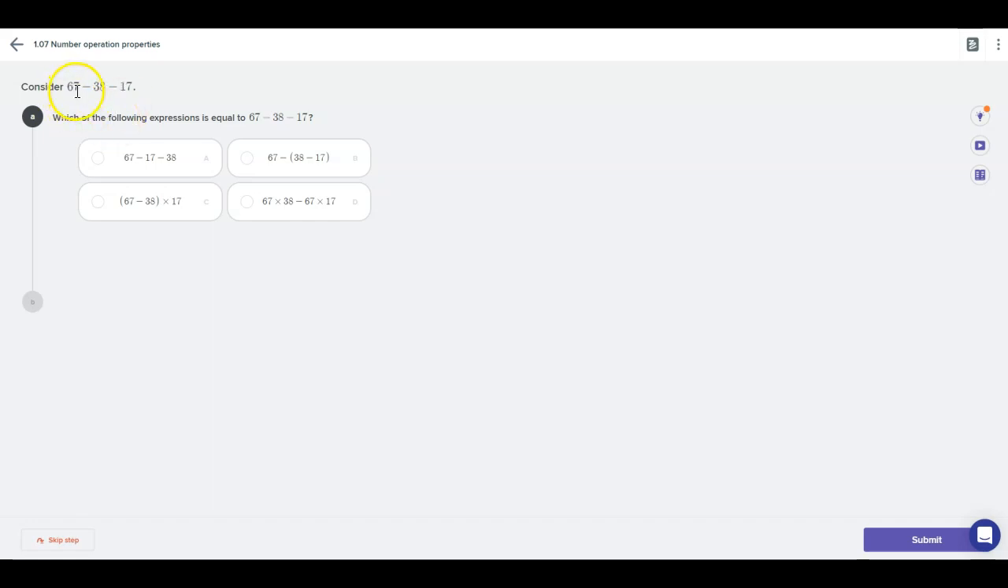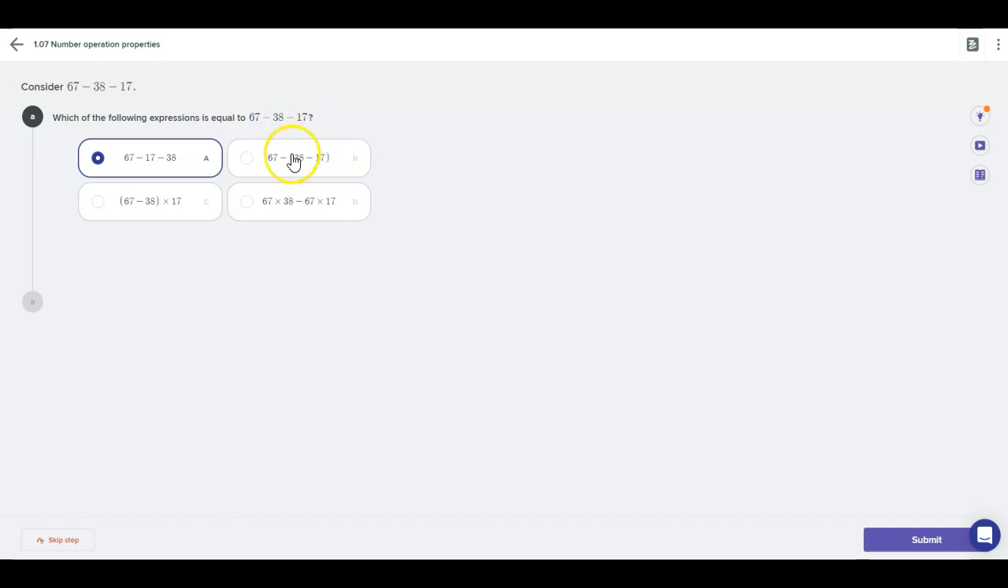Did we keep the first value in the right place? Yep, 67. So that stayed. If we take away 17 and then still take away 38, does that work? Yes, it does. So I believe the correct answer in my case here would be A. But let's just have a look at the other ones quickly and see why we think it's A. So the second one, B, we've got 67 minus 38 minus 17. Well, that looks the same, except for we've got the brackets.